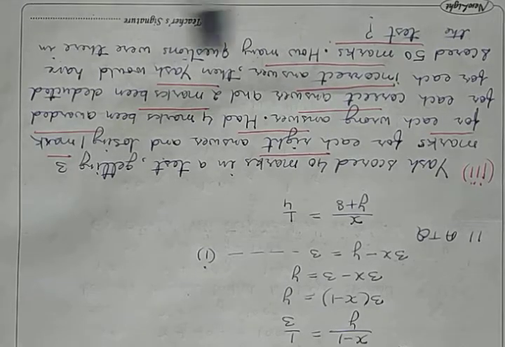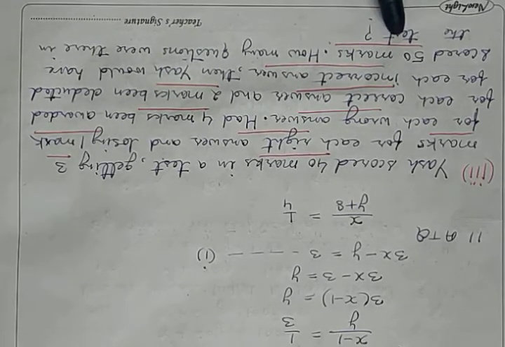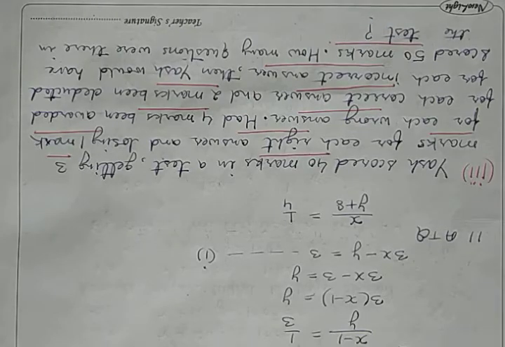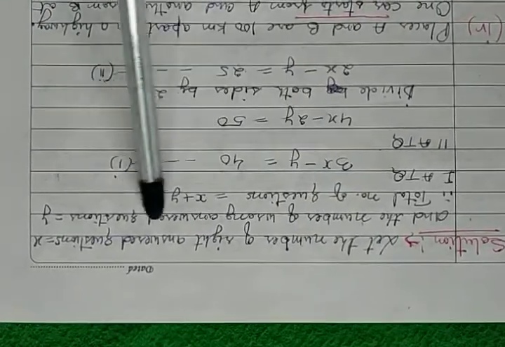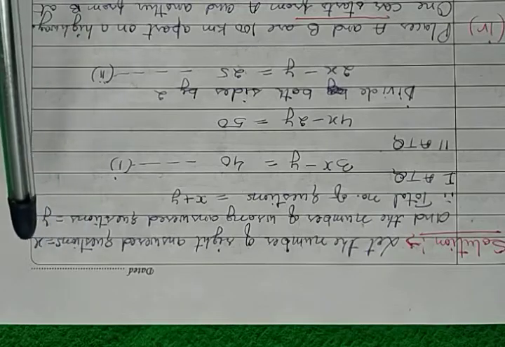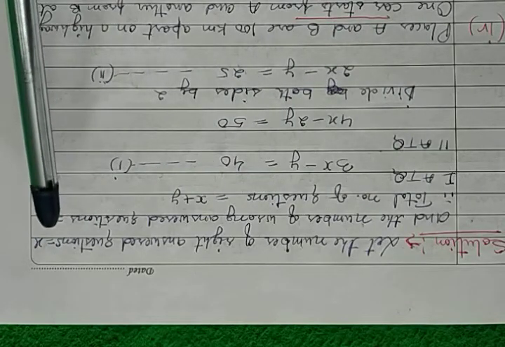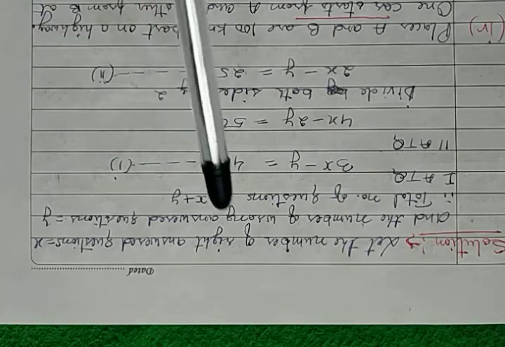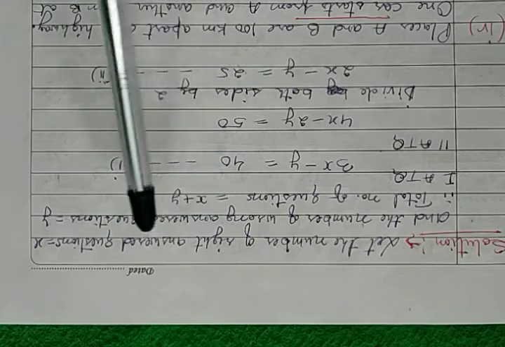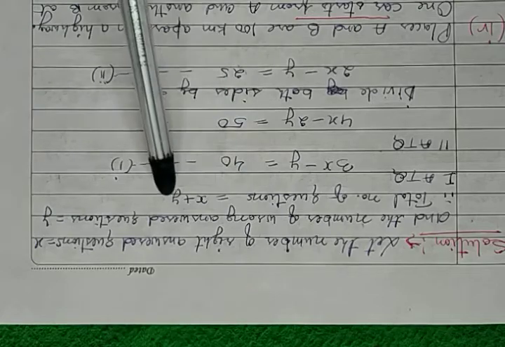How many questions were there in the test? Now you have to find how many questions are in the test. Means there are right answered questions and wrong answered questions also. Let the number of right answered questions in the test be x and the number of wrong answered questions be y. Total number of questions is x plus y.